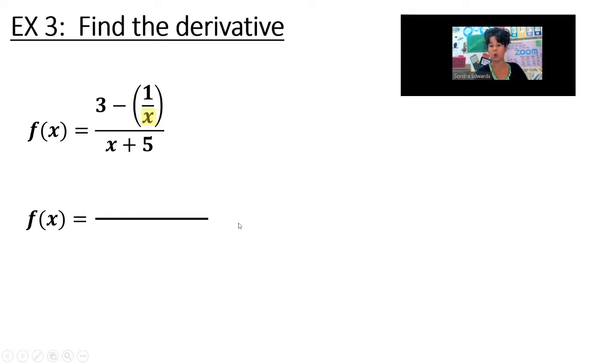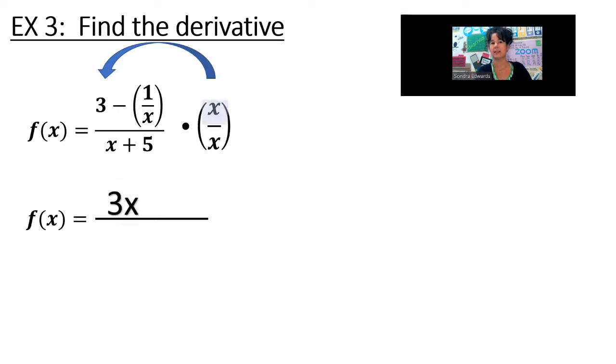So what you do with that little mini denominator is you use it to multiply the numerator and denominator by that mini denominator. Okay, so I'm going to multiply the entire numerator by x and the entire denominator by x, and that is going to get rid of all these fractions within fractions. So x multiplied by 3, that's 3x. x multiplied by negative 1 over x, that's minus 1. Okay, so we just distributed the x through the numerator.